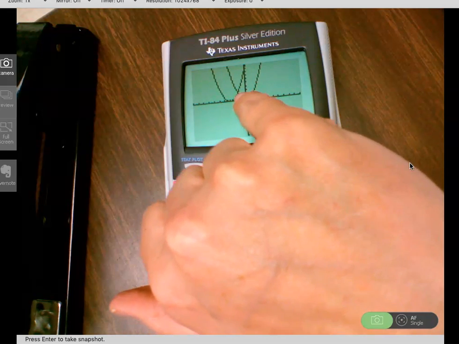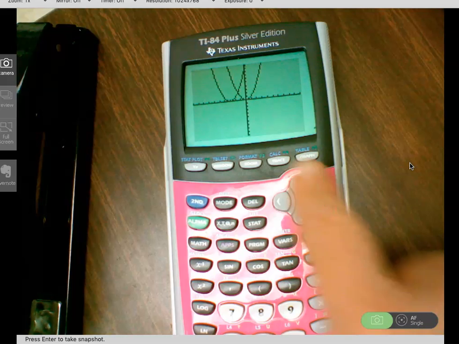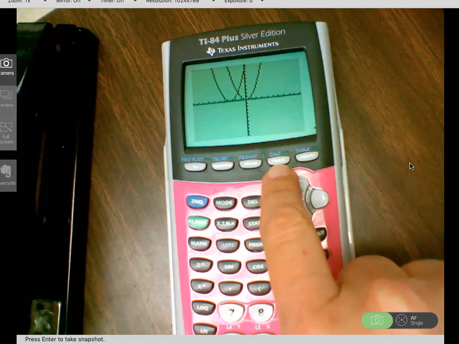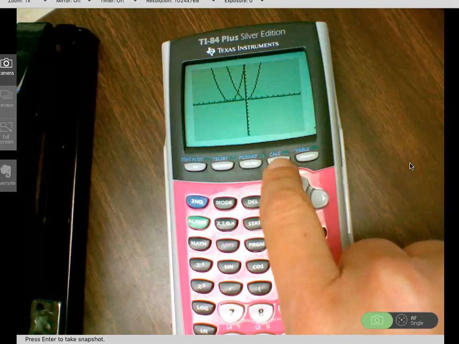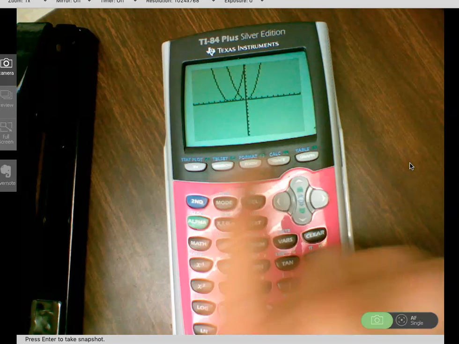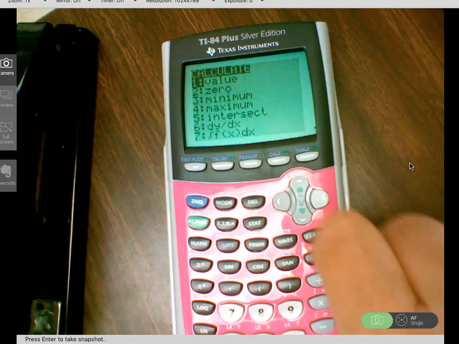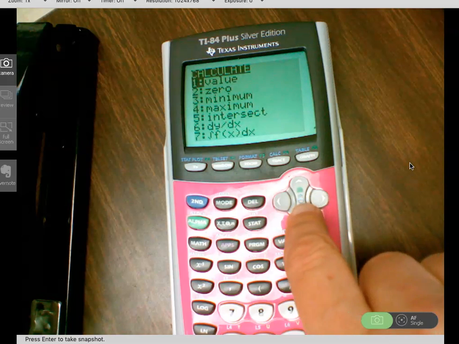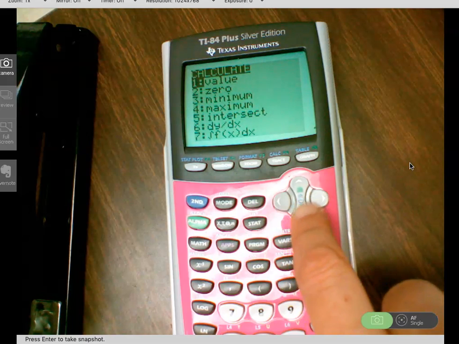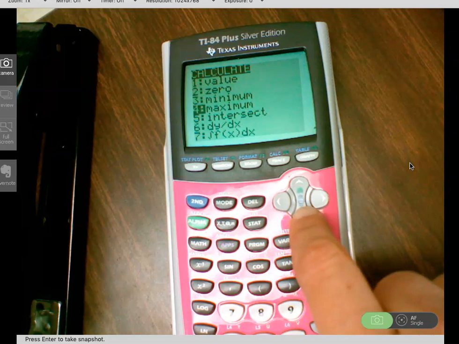Say I wanted to find this point right here where these 2 graphs cross, on my calculator. Next to trace, right above it, there's a blue menu that says calc. Hit second calc. Or you could just watch me do it, because you might still have 3 graphs on your screen. Look at option 5.